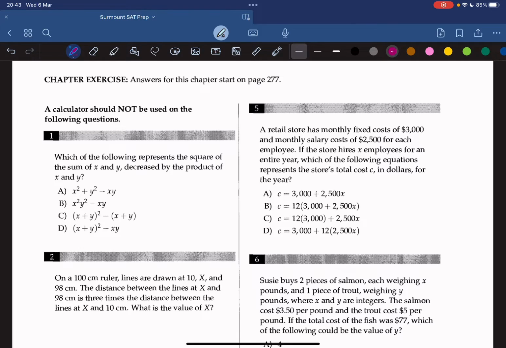Today we're tackling Chapter 11, Word Problems of the College Panda Math section. So let's dive straight into it.